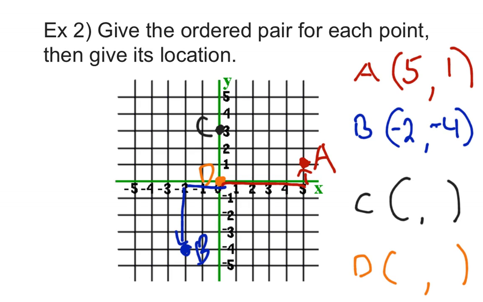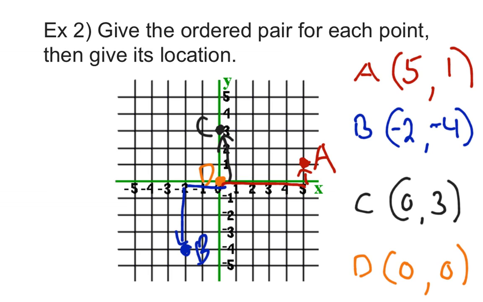For my C, this is kind of like the one on the previous page. It's saying don't go right and left, but what we're going to do is just go up to 3. So it's 0 on the x-coordinate, but then the y-coordinate says go up 3, so the point is 0, 3. The last one, hopefully we can all get, D is right on the origin. It didn't move at all, so that's a 0 on the x-coordinate and also a 0 on the y-coordinate.